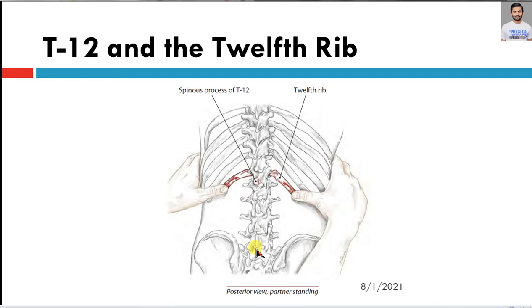And if you passively flex the patient's spine, let's say in side lying, just similar to knee to chest, then you can feel the spinous processes moving, and you can also feel the space between the spinous processes increasing.